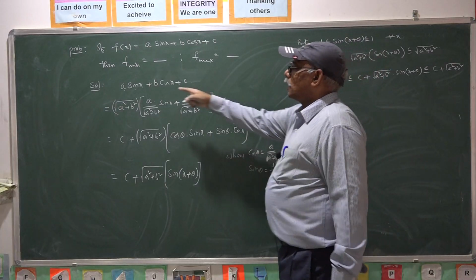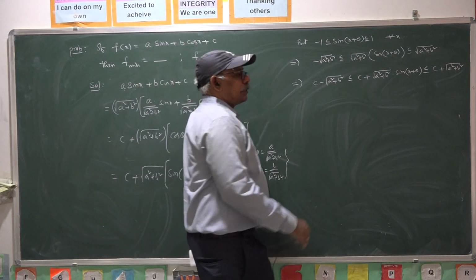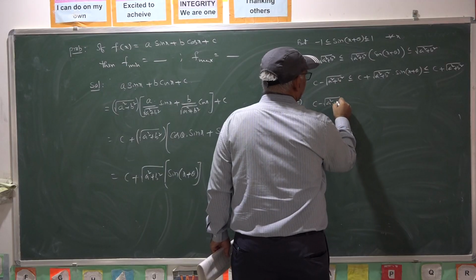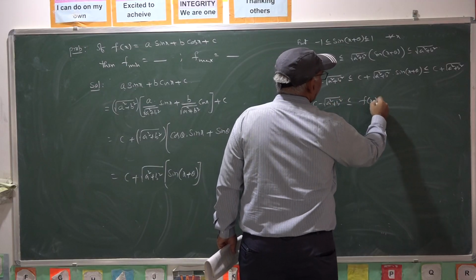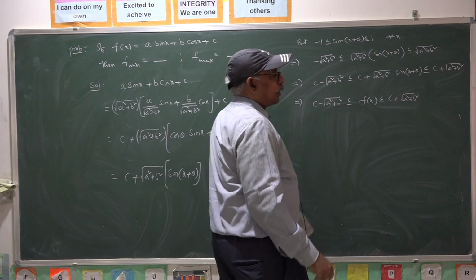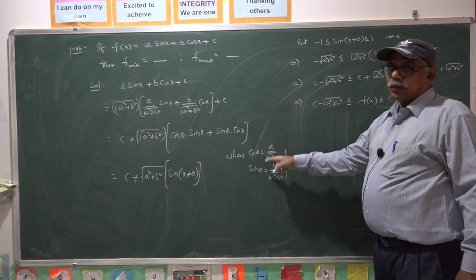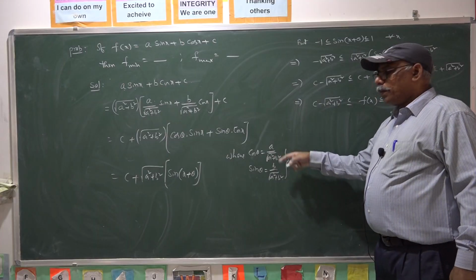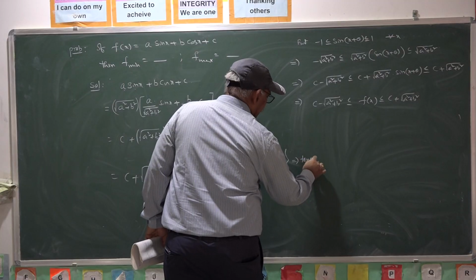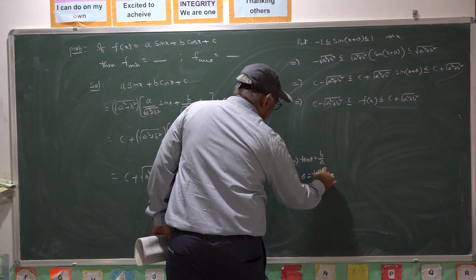Clearly this is a sin x plus b cos x plus c. So, f of x, hence this f of x: c minus root over a square plus b square is less than or equal to f of x is less than or equal to c plus root over a square plus b square. Here theta is nothing but, tan theta equal to b by a. That implies here you can write like this, tan theta equal to b by a. Therefore, theta is tan inverse of b by a, a constant.